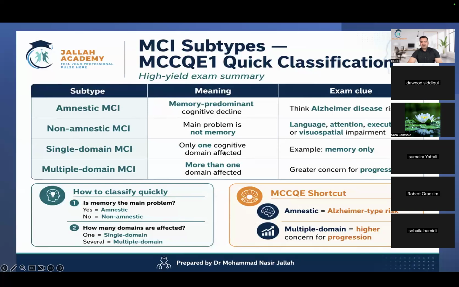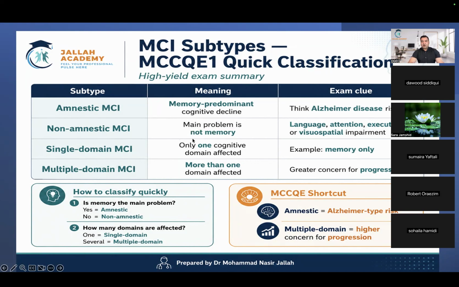Now, this one should explain it a little bit more in detail. What do we mean by the amnestic cognitive disorder? Memory predominant cognitive decline, think of Alzheimer. If the patient has mild neurocognitive disorder, but it is memory predominant, like the patient has problems with memory, he cannot remember things, but the language is okay, the execution is okay, the functionality is okay. So think about Alzheimer pathology.